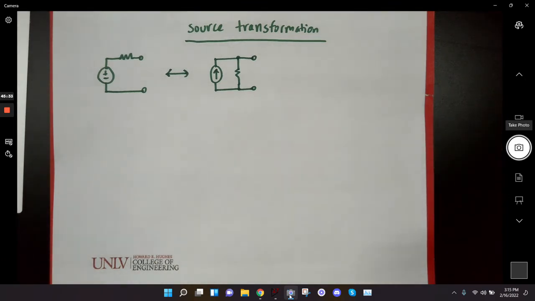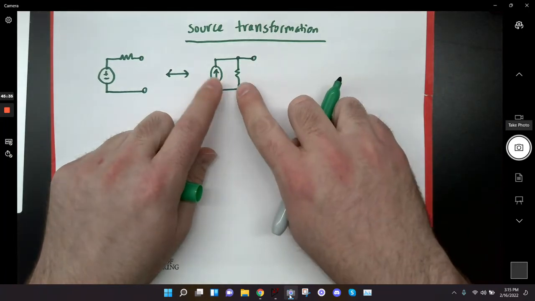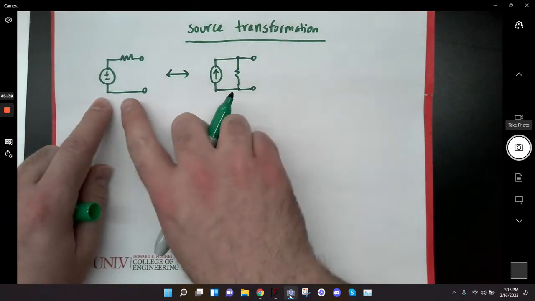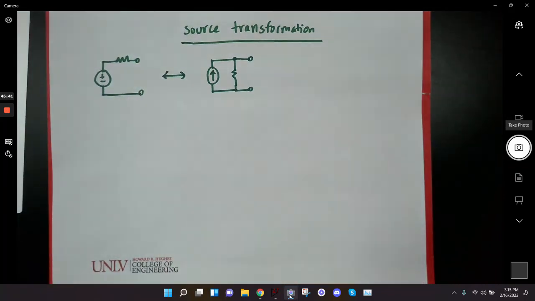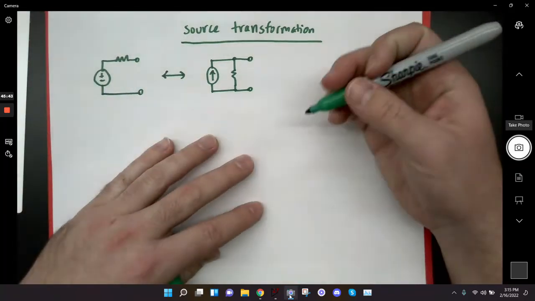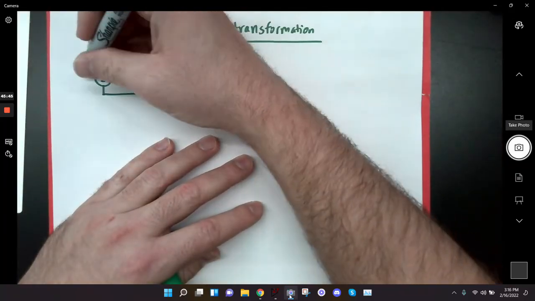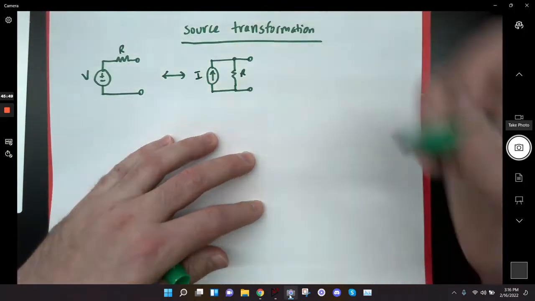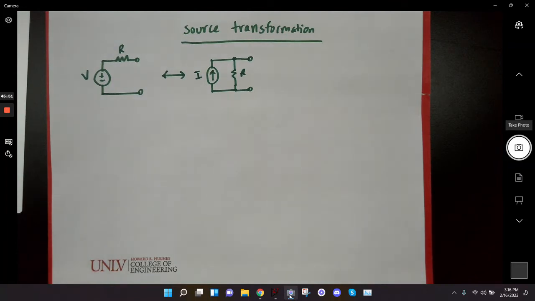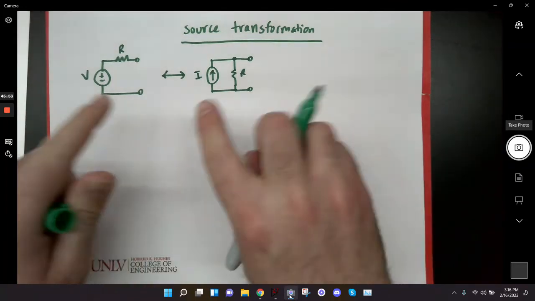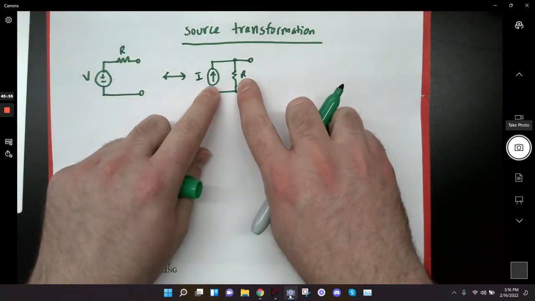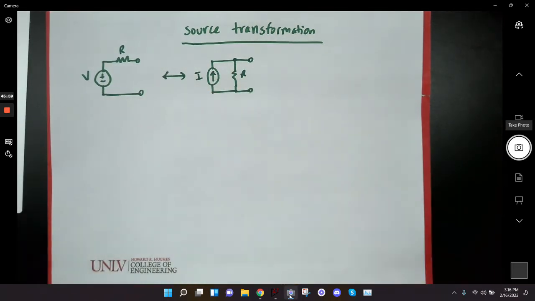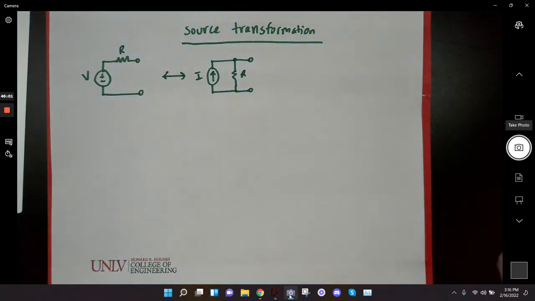If I have a circuit where I have a current source and a parallel resistor, I can replace it with a voltage source and a series resistor, and I will get the exact same result for that circuit. So let's call this R, this is going to be V, this is going to be the same R, and this is going to be I. That's basically source transformation. Interchangeable. If I have a current source with a parallel resistor, I can transform it into a voltage source with a series resistor and vice versa, and it makes solving problems a lot easier.